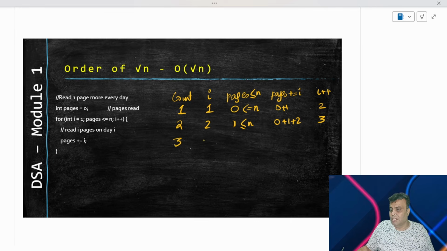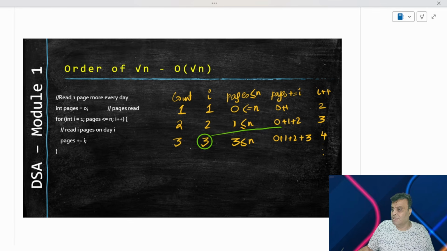So it will enter the third iteration with i's value of 3. And the pages here, which is right now at 3, will be compared with n. And then pages will increment by 0 plus 1 plus 2 plus the value of i, which is 3. And i will become 4. And in this way it will go on. Can you see a correlation between i and the last number here? You can see a correlation between i and the last number here.